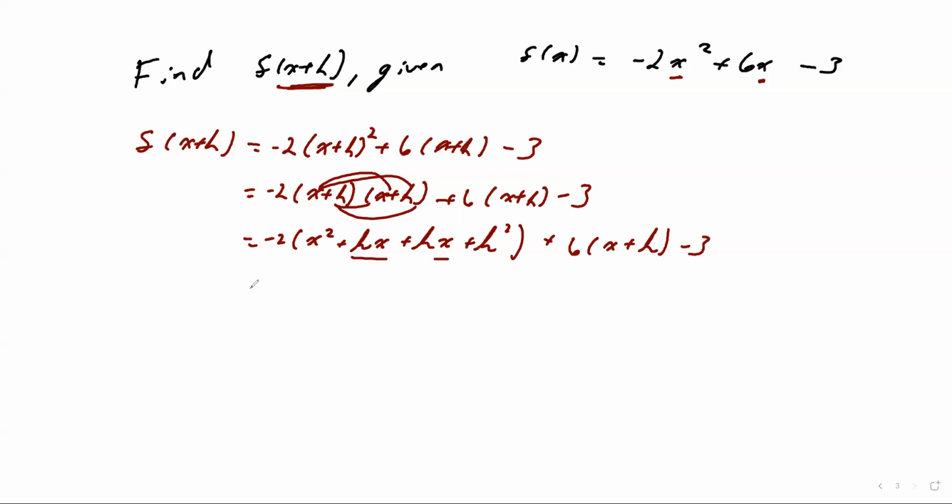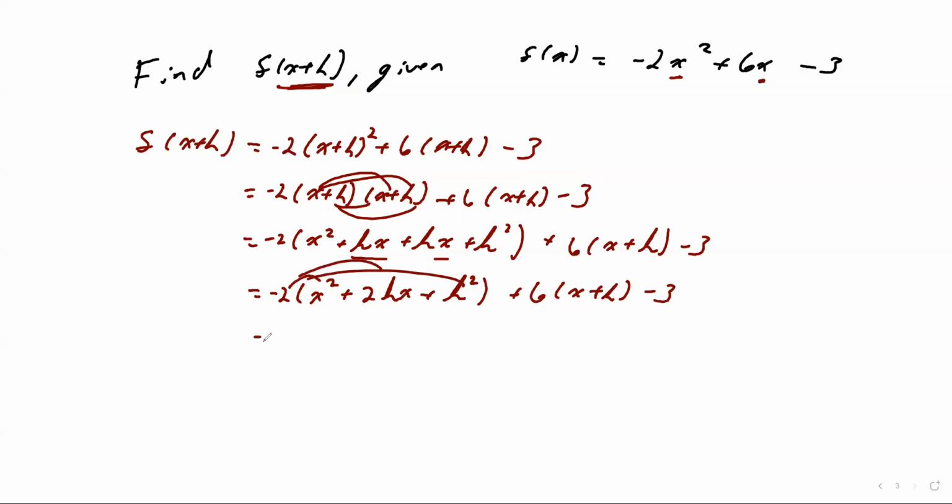You can then combine like terms. So this is negative 2x squared plus 2hx, because there's two of them, plus h squared plus 6 times x plus h minus 3. And then we're going to distribute. That gives me negative 2x squared minus 4hx minus 2h squared. Distribute this one. So that gives me plus 6xh plus 6h. Oh, my bad. 6x plus 6h. And then just the minus 3.